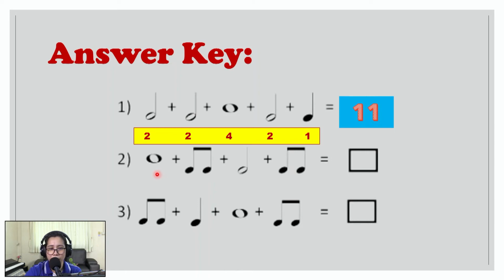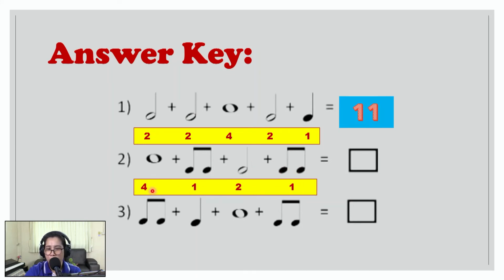So let's say your number is 4. 1 half plus 1 half equals 1, plus 2, plus 1 half plus 1 half equals 1. So the numbers are here: 4 plus 1 for these two notes plus 2 plus 1 for these two notes. You ask me, teacher, why is this 1 again? 1 half plus 1 half is equal to 1. That's why there's 1 there.